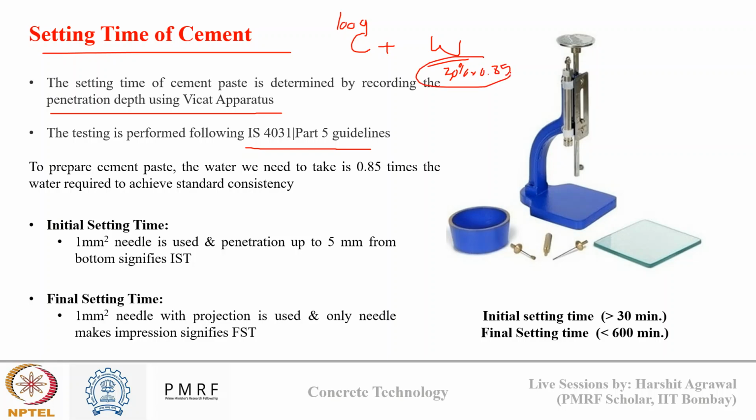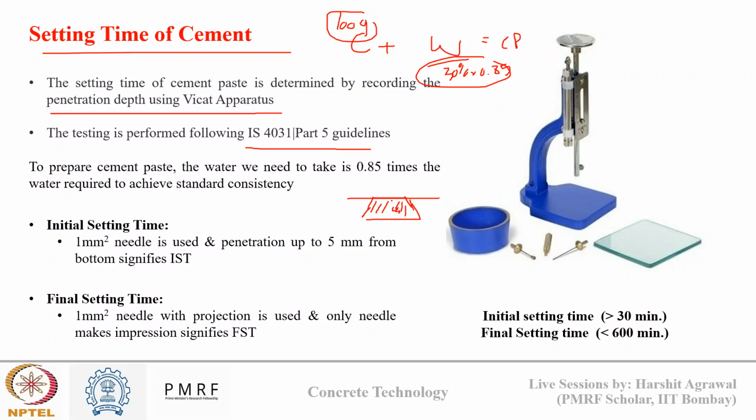So taking this much water and this much cement will prepare the cement paste. Once we prepare the cement paste, we'll pour it in the Vicat apparatus. In this apparatus mold, we will pour the cement paste. We'll tap it to remove air voids and we will level it from the top.